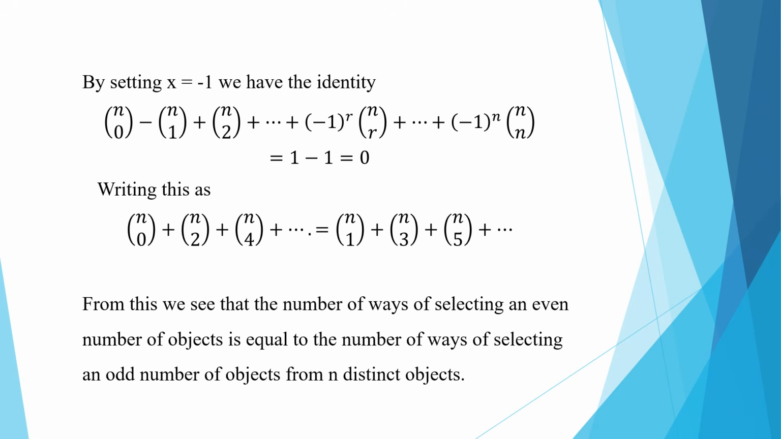So we can conclude that the number of ways of selecting an even number of objects is equal to the number of ways of selecting an odd number of objects from n distinct objects.